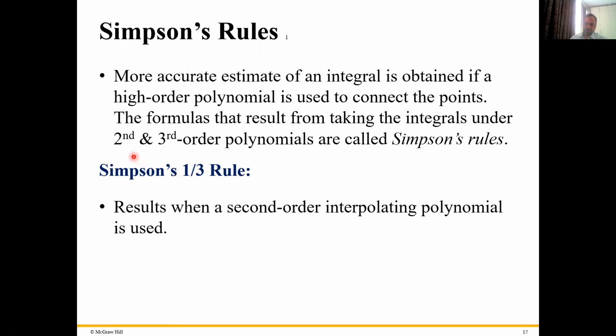Simpson's 1/3 rule uses a second order polynomial, and Simpson's 3/8 rule, which we'll see later, considers third order polynomials. When there is a second order polynomial, that means we will need at least 3 points on the curve to establish the rule for that area. Similarly, if there is a third order polynomial, then we will need at least 4 points. So Simpson's 1/3 rule results when a second order interpolating polynomial is used.